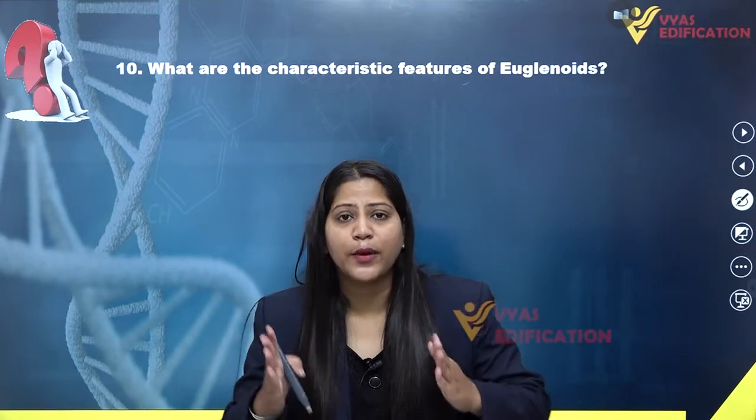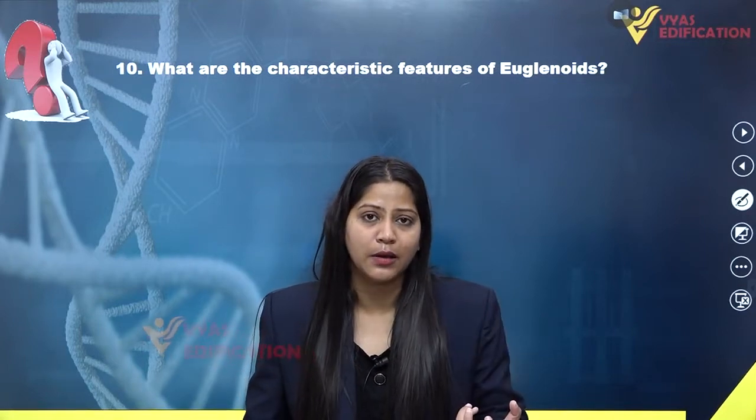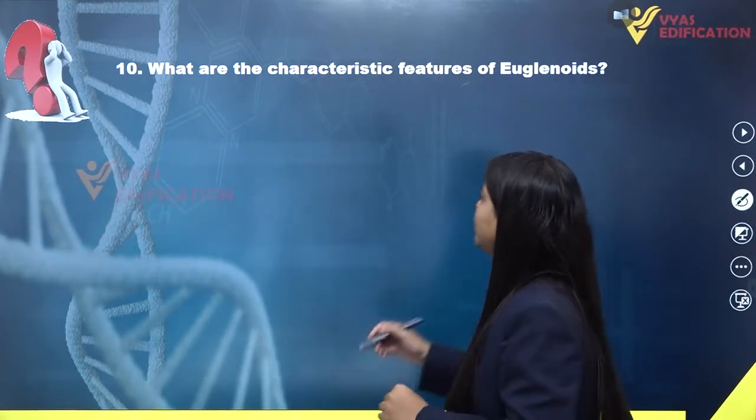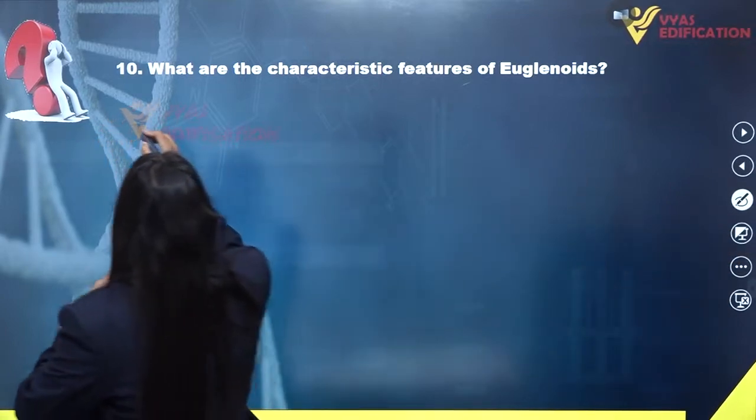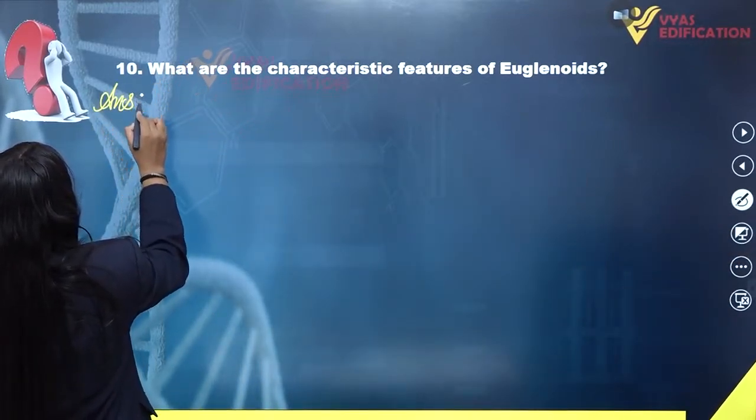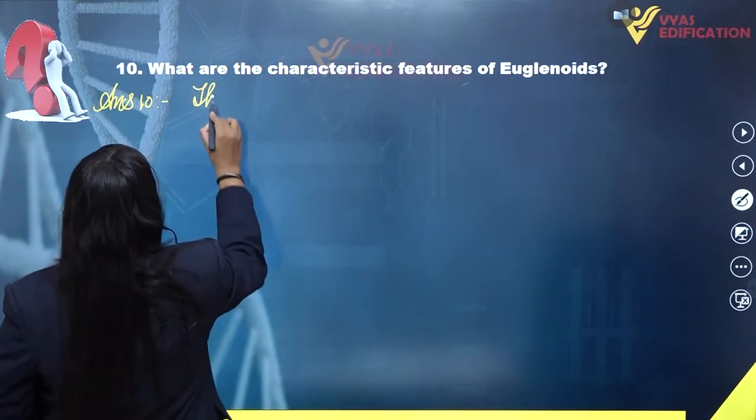Because they have some properties similar to plants and some similar to animals, it is very difficult to classify whether the euglenoid or euglena is a plant or an animal. That is why they are known as the connecting link between plants and animals. So if we want to write the answer to question number 10, the characteristics are as follows.